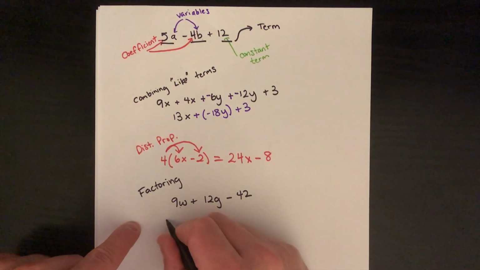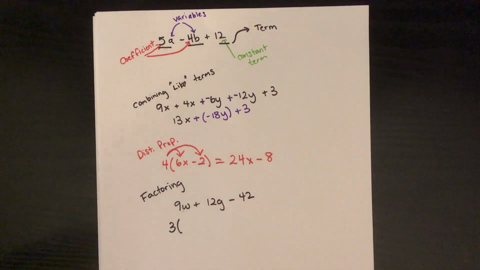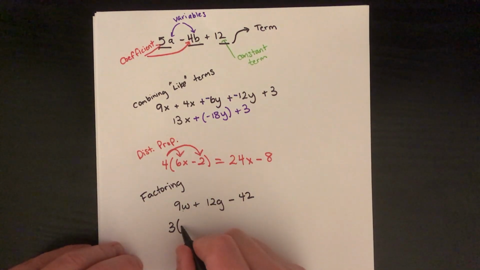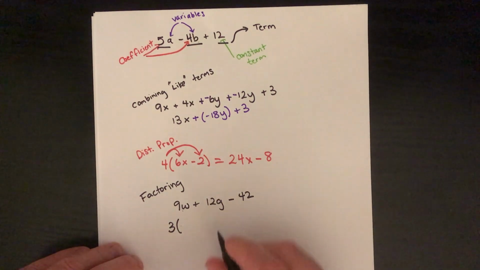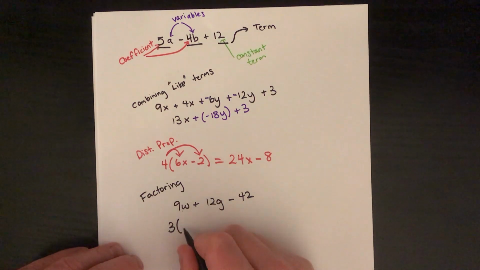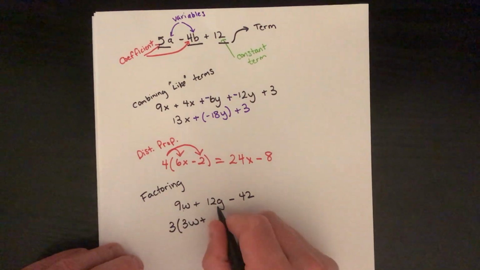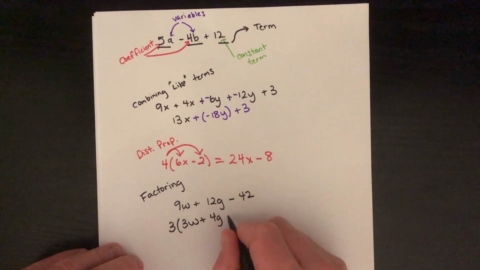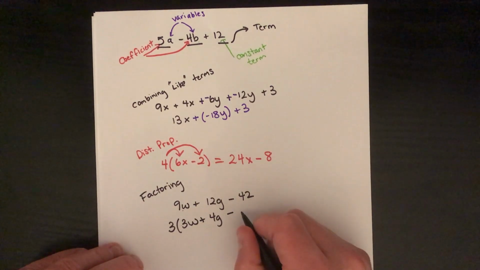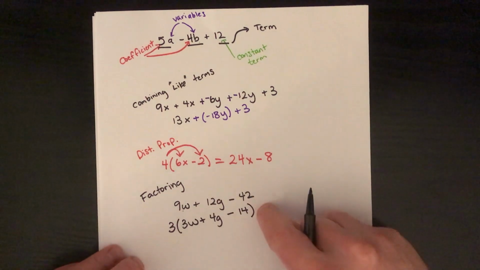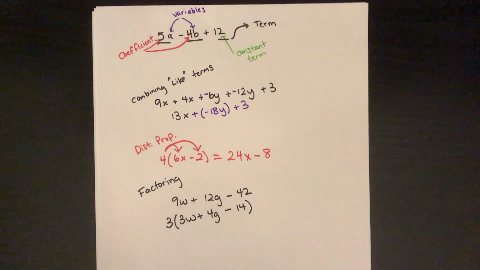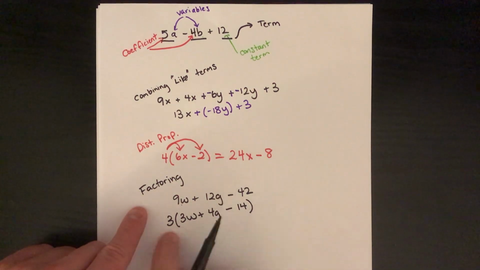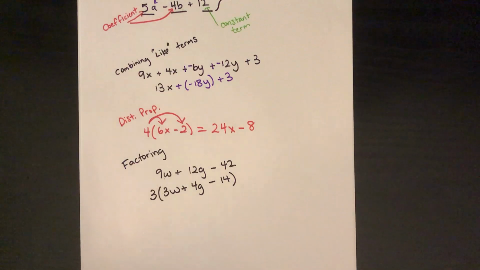Since I know that there's a common factor of 3 between the 9, the 12, and the 42, I can factor out that 3, write it on the outside of this quantity I'm about to create, and then the terms inside the parentheses are just going to be what's left when I divide each of these terms by 3. So 9w divided by 3 is 3w, 12g divided by 3 is 4g, and negative 42 divided by 3 is negative 14. These two expressions are equivalent, just this one's in standard form and this one's in factored form. And this one can be useful for solving equations, especially later down the road when you get to more complicated stuff than what we're doing in 7th grade.